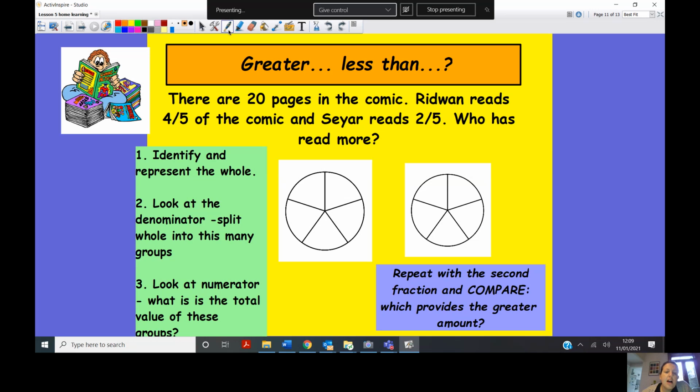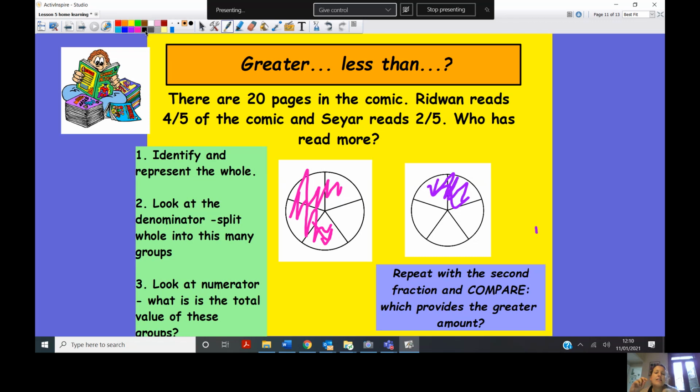I can use this picture to check, and then I'll also calculate the amount. Ridwan has read 4, so I'm going to shade 4/5 of my shape, and then Sayar has read 2/5, so I'm going to shade 2. Looking at it visually, I can see that 4/5 is larger than 2/5. But let's check with the amount of pages.